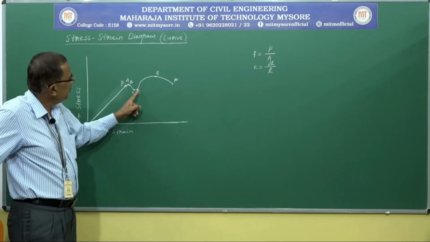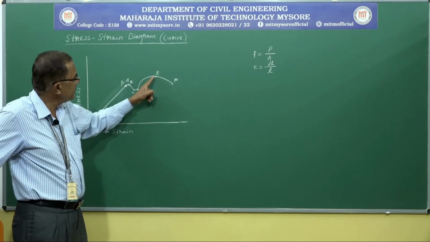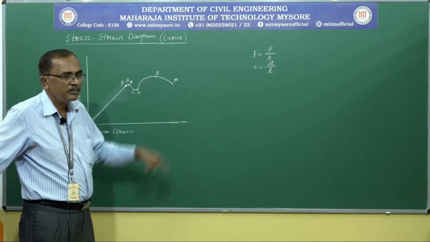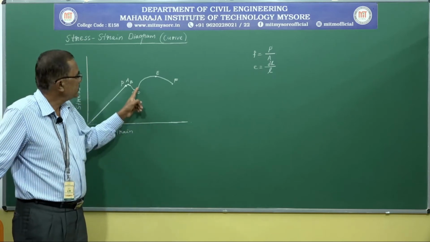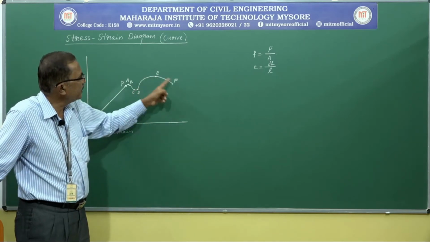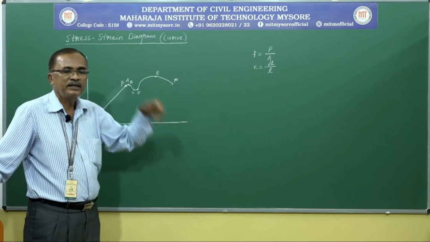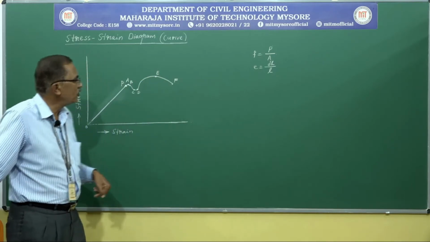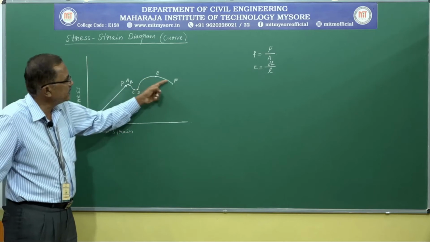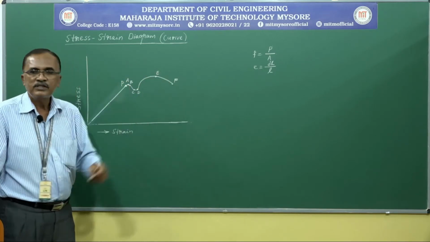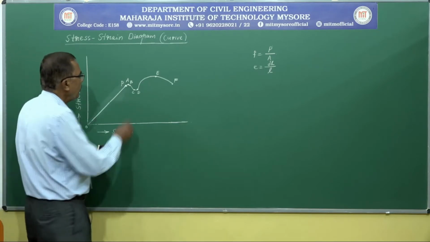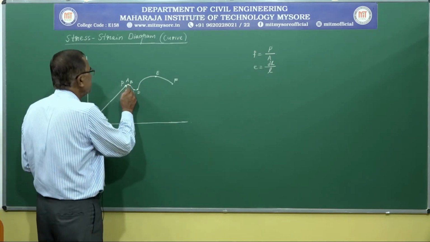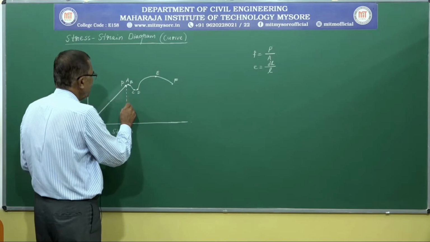Then between D and E there is considerable increase in the stress and strain, but it is not a linear portion. So there is a curved portion. Again between E and F there is a lowering of the curved portion, that is, there is decrease in the stress with the increase in the strain. So accordingly we can also designate some of the points here in the stress diagram.